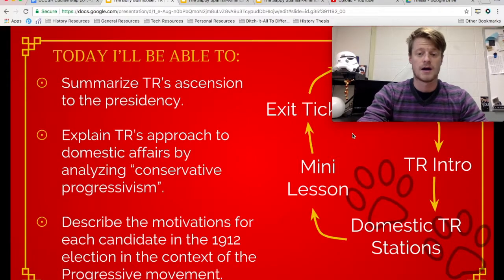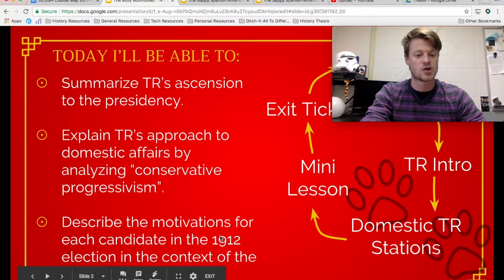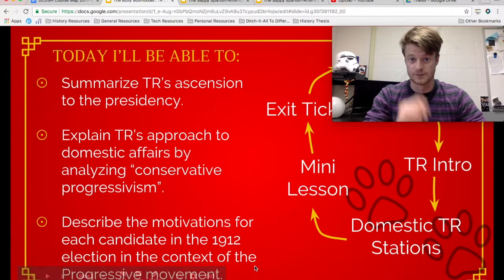Okay, so again, our specific objectives here: summarize his ascension to the presidency, his approach to domestic affairs, and we're going to look at something called conservative progressivism. Okay, and then the motivations for each candidate in the 1912 election in the context of the progressive movement.